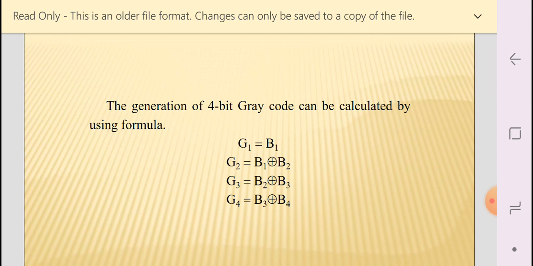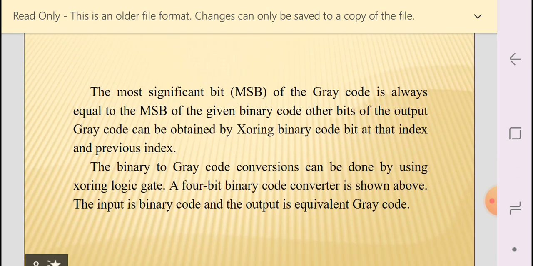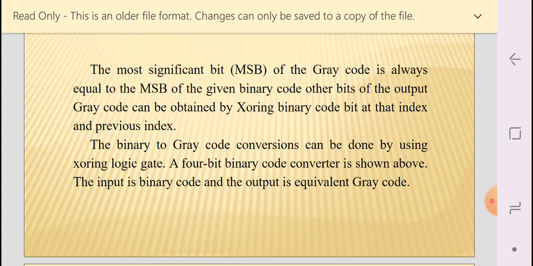Here G3 is equal to B2 XOR B3 and G4 is equal to B3 XOR B4. These are the formulas. Now you have to look at the most significant bit, the bit that has the most weight. The MSB of gray code is always equal to the MSB of the given binary number. Other bits of the output gray code can be obtained by XORing the binary code at the index and the previous index.